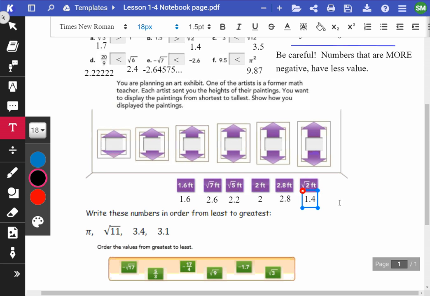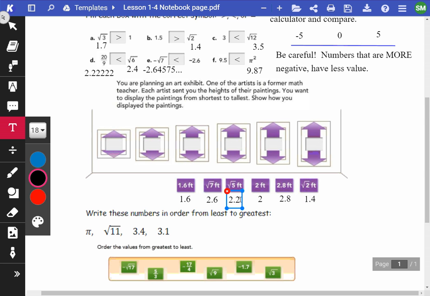Here we go. Now watch. I can pick up this text box and put it in order. Which one's the shortest? What's my lowest number here? I got a 1.6 and a 1.4. That would be 1.4. I'm going to pick up that 1.4 and put it right there.